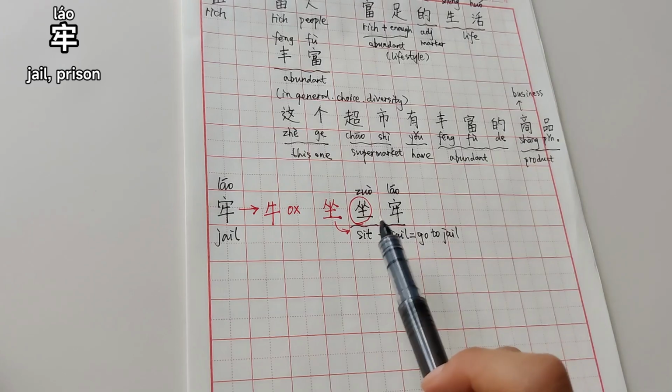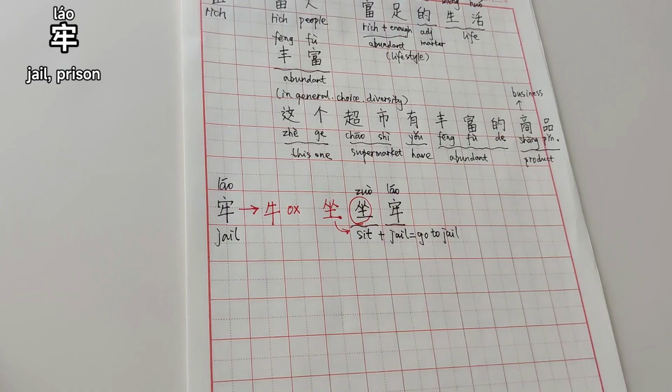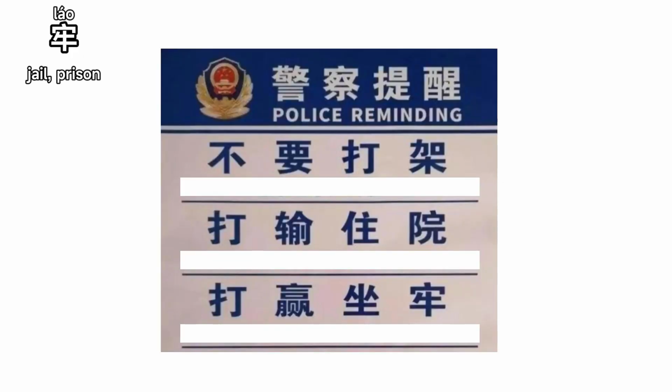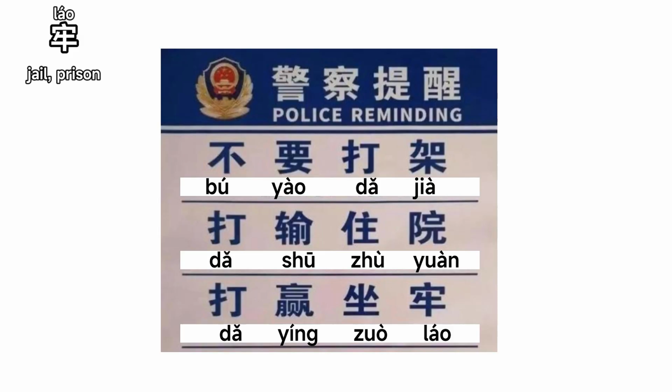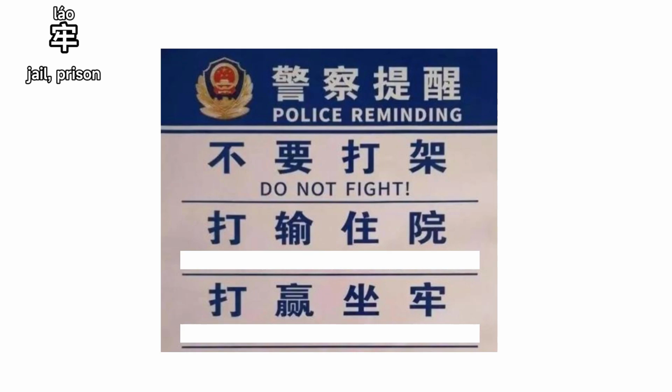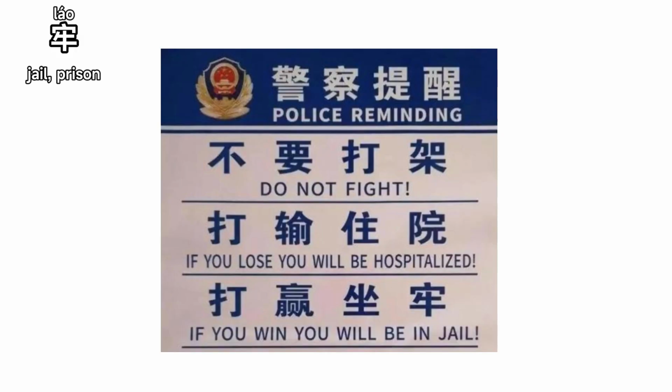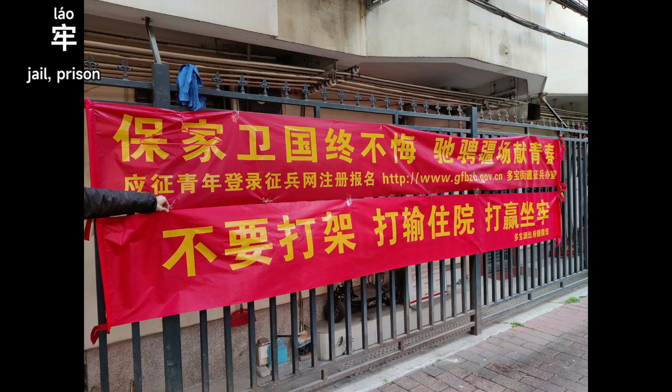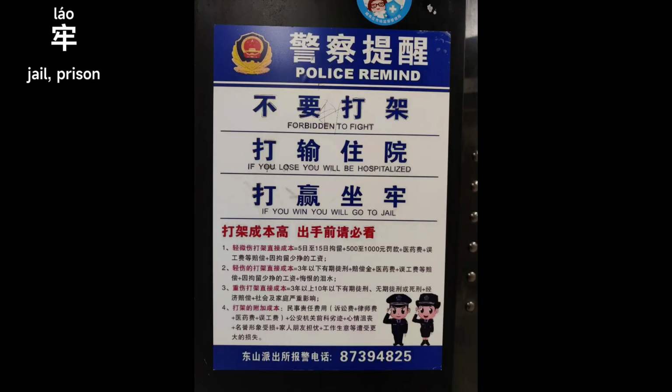Instead of showing you a regular sentence with 坐牢, I prefer to introduce you to a slogan with 坐牢. It's a real slogan on the street in China, which looks like this. So I covered the pinyin and English for you. Let's see how much you can read, okay? So it says, 不要打架，打输住院，打赢坐牢. The literal meaning: 不要打架, do not fight. 打输住院, you fight and you lose, you go to hospital. 打赢坐牢, you fight and you win, you go to jail. And that's exactly the actual slogan hanging on the street in China, especially near the Bar Street area. So it makes so much sense.